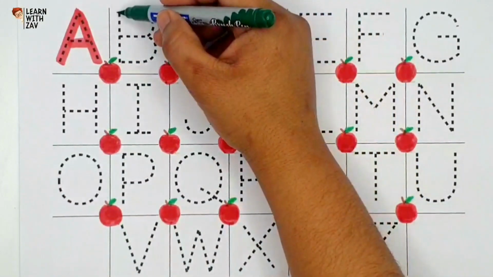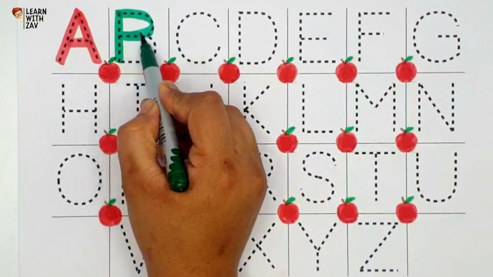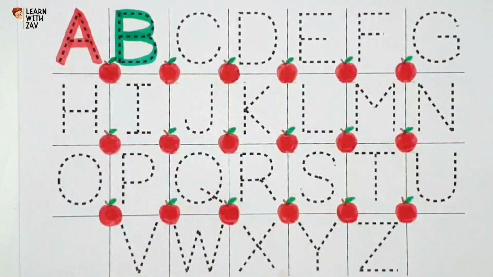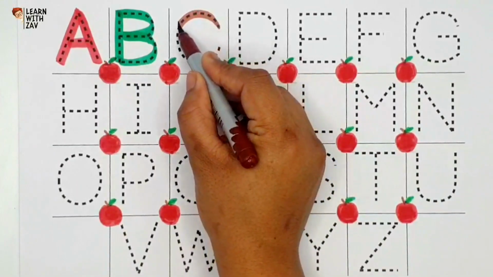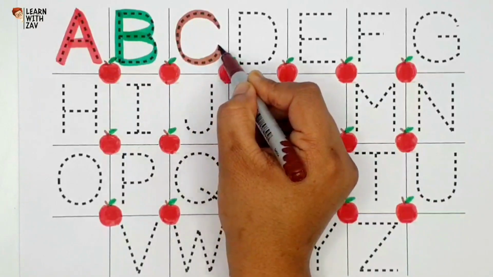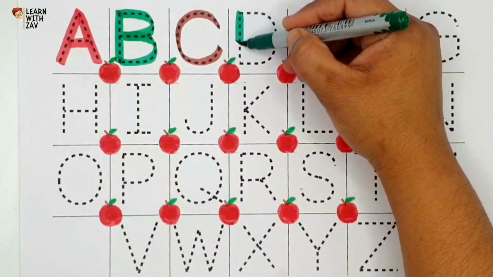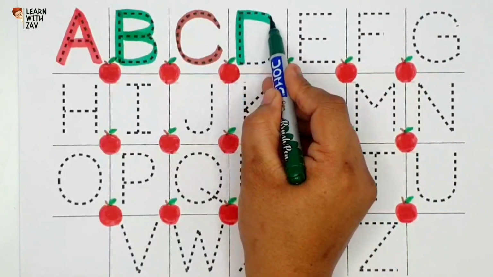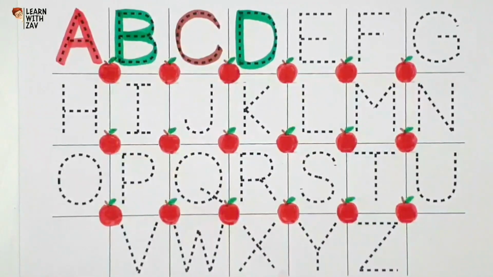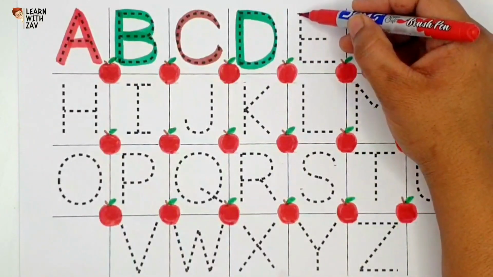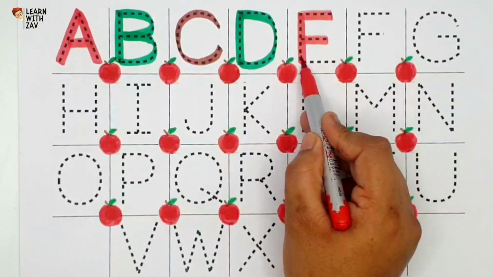Green color. B, B for balls. Brown color. C, C for cat. Green color. D, D for dog. Red color. E, E for elephant.